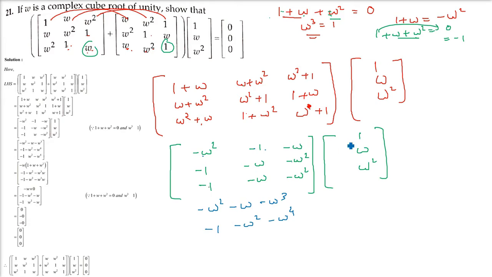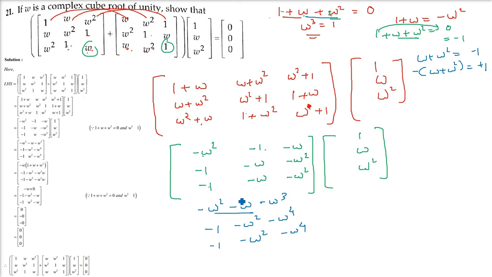Minus 1, then we have this minus omega square minus omega to the power 4. When you learn determinants, if two rows of a determinant are the same, the value will be 0. But that is a later part we'll learn in determinants. Here, in the first row, omega plus omega square is going to be minus 1. So just take minus on both sides.